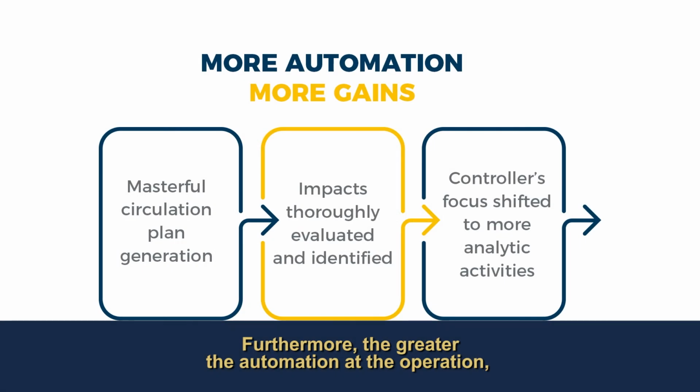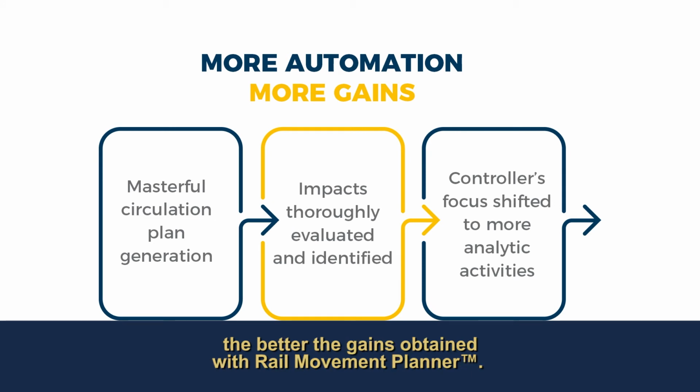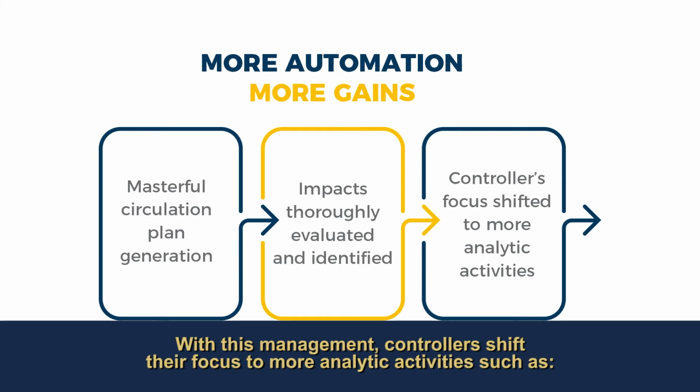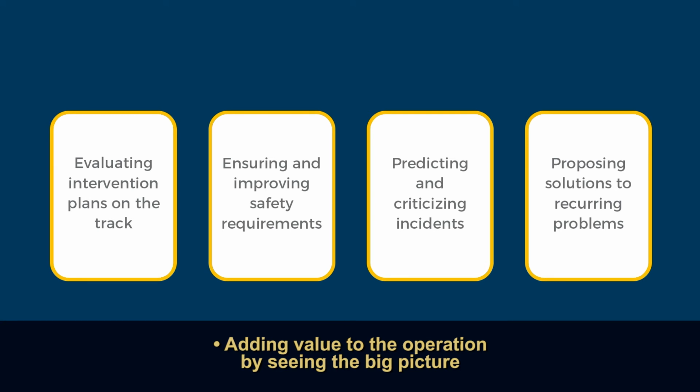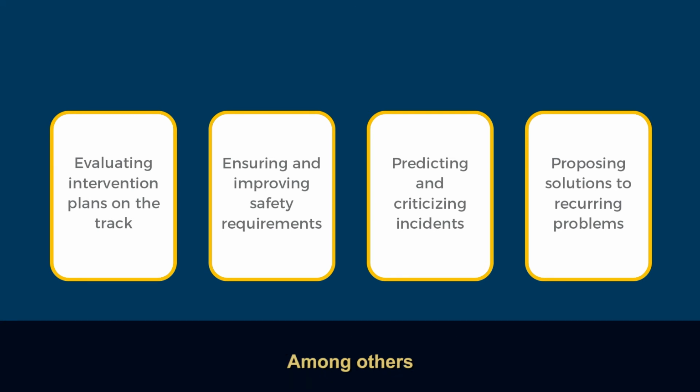Furthermore, the greater the automation at the operation, the better the gains obtained with Rail Movement Planner. With this management, controllers shift their focus to more analytic activities, such as evaluating intervention plans on the track, ensuring and improving safety requirements, predicting and criticizing incidents, proposing solutions to recurring problems, and adding value to the operation by seeing the big picture, among others.